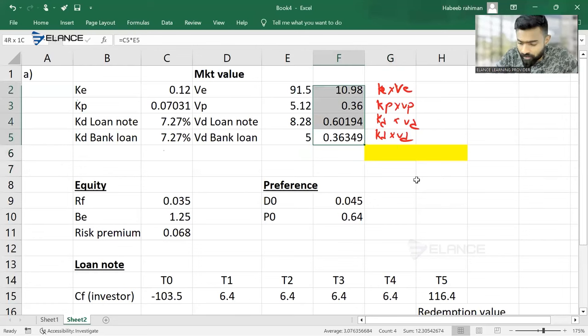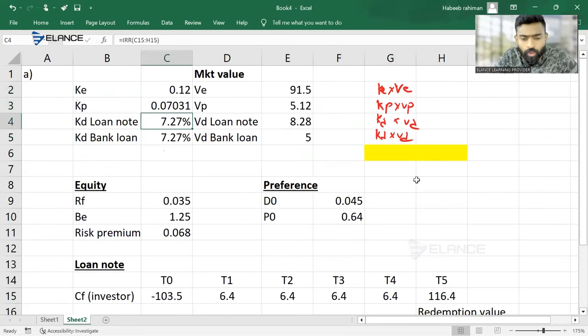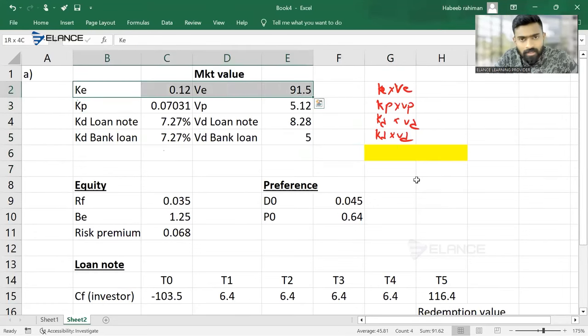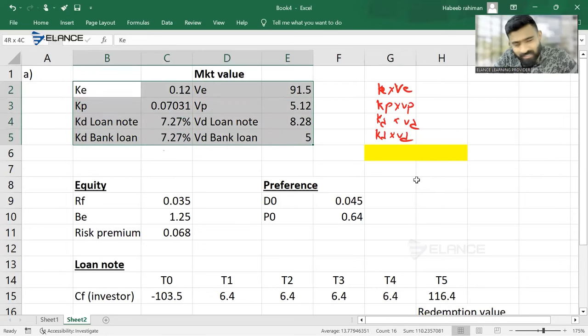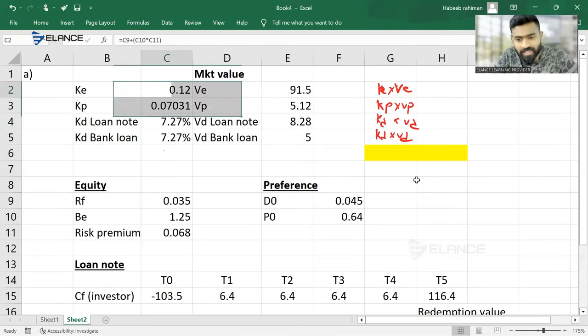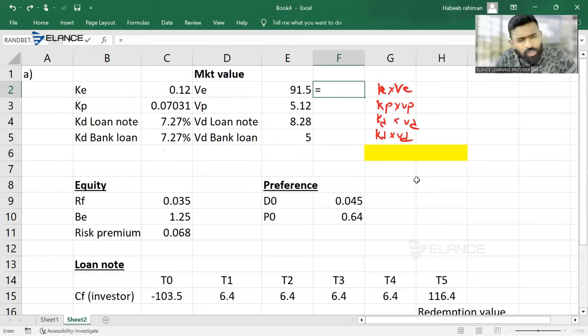I'll show you once again. First of all, we have to solve for KE and VE, KP, VP, KD, VD, KD, VD. Done. All the components are done. Next, we will multiply which all? Do comment. Show me that aggressiveness.